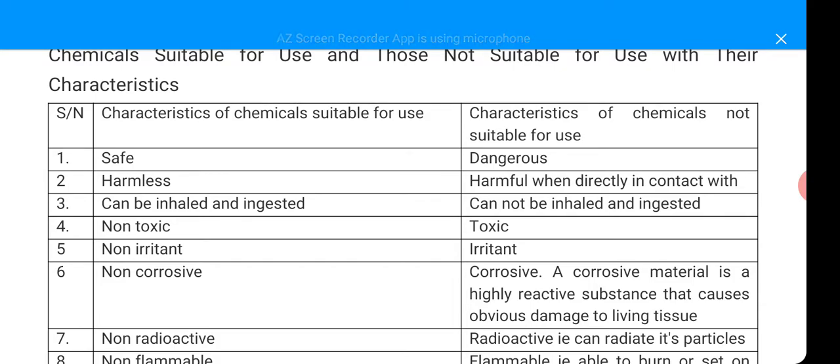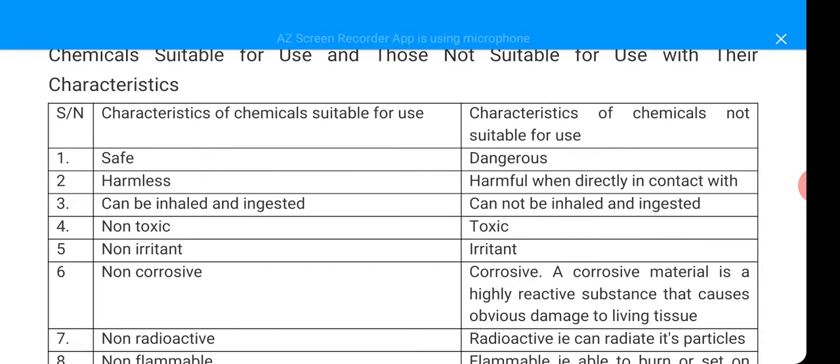3. That can be inhaled and ingested. Chemicals that can be inhaled and ingested are suitable for use. Don't forget, I've given you a series of examples of chemicals. There are certain chemicals that we can touch, that we can inhale, that we can ingest, that we can put into our mouths, like water, like milk, like honey. Whereas there are some chemicals that are harmful, that are dangerous, that we must not even come in contact with. I hope you're listening, okay?